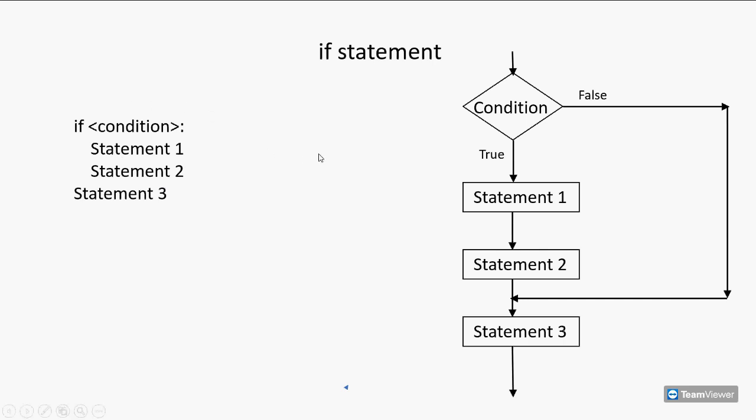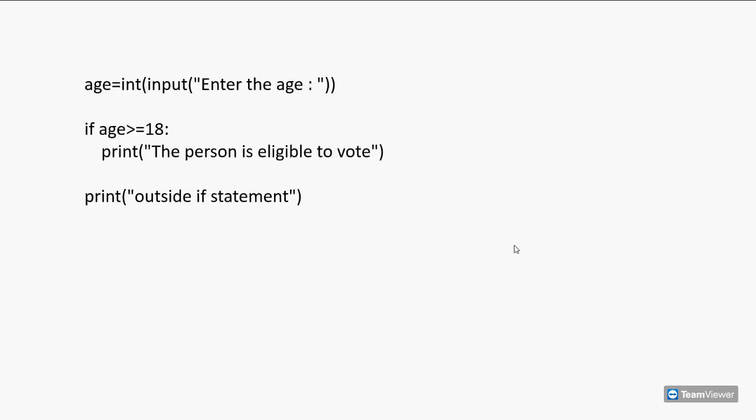So let us see how this works. The condition is evaluated, and if it results in true, then the statements 1 and 2 are being executed, which are inside the body of if. And if the condition is false, these two statements are not getting executed, and directly the flow of control moves over to the statement after if, that is the statement 3. So this is the basic working of the if statement. Now let us try a piece of code to check this.